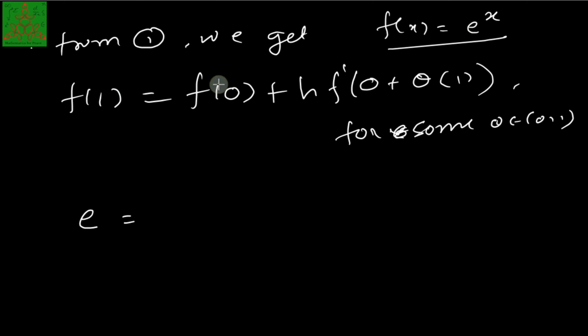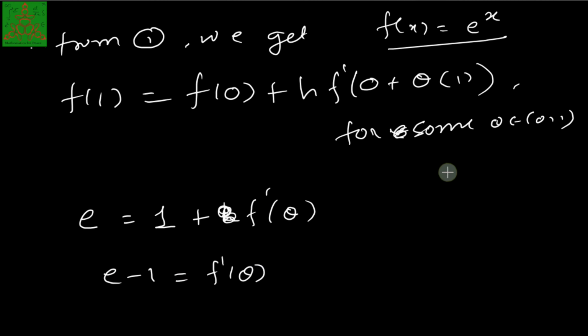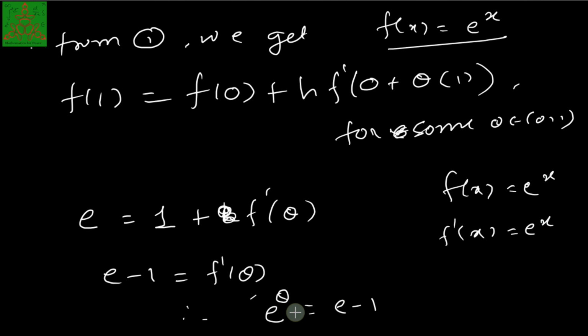E power 0, that is f of 0, that will give me 1 plus h. H is also 1, so it is e minus 1 equal to f dash of theta. But f of x is e power x, and we know that f dash of x is also e power x. So e power theta is equal to e minus 1, due to the derivative f dash being e power theta.